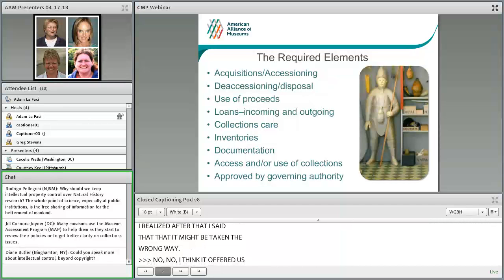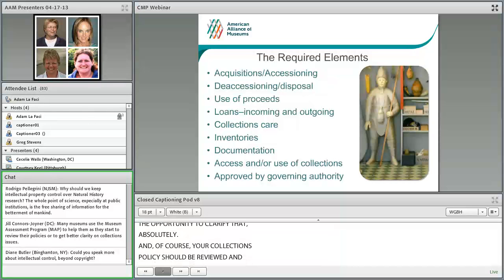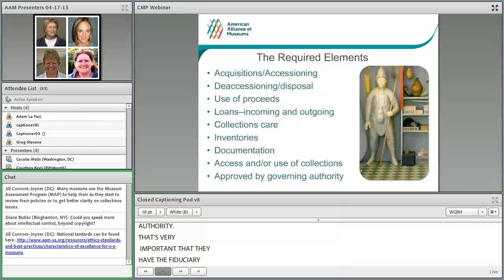And of course, your collections policy should be reviewed and approved by your governing authority. That's very important, since they have the fiduciary responsibility for those objects and really need to know what's going on with them. Do any of the presenters have any comments about any of these required elements? Why is it important to have the accessioning or the use of proceeds? Any of those?